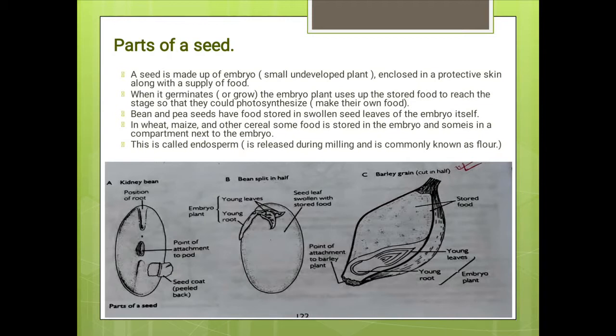Now if you take a look at the picture, you would see how and where some seeds store their food. For example, bean and pea seeds store food in the swollen seed leaves of the embryo itself. Conversely, wheat and maize store some of their food in the embryo, and some is stored in a compartment next to the embryo. This food is known as endosperm, and it is released during milling and is commonly known as flour, okay?